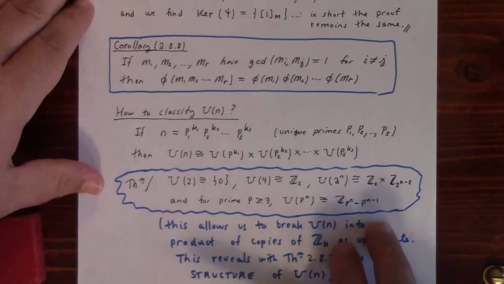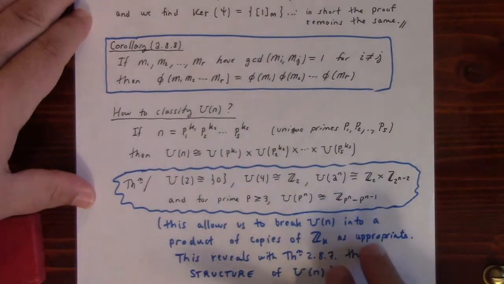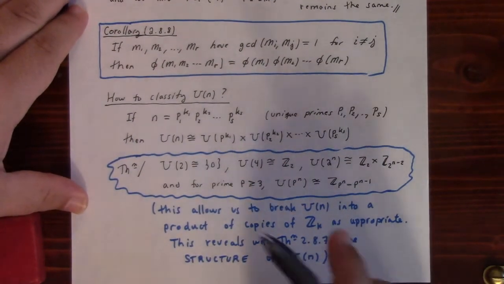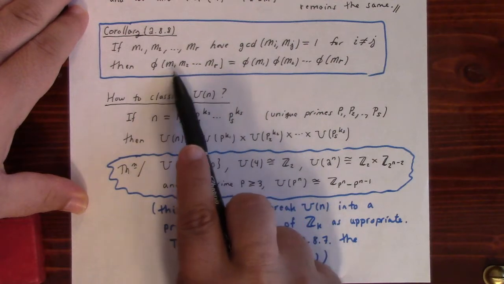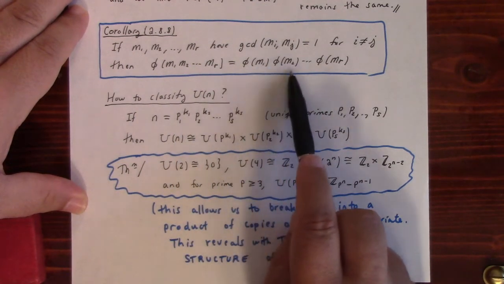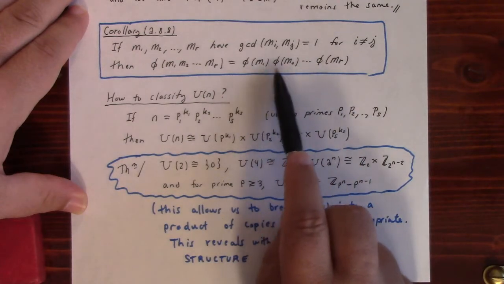And then the corollary, of course, is that if you have the Euler phi function of a relatively prime product, then it's the product of the Euler phi functions of the factors forming the product.